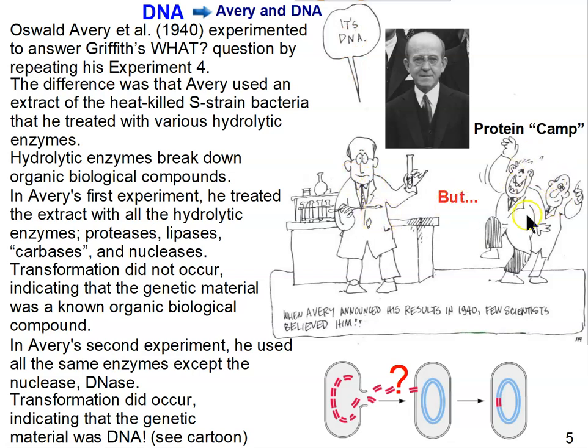But the protein camp still thought that it was protein. Being good, critical, skeptical scientists, they felt that there was still a strong possibility that proteins could be the genetic material. So we need one final experiment to finally show that DNA is the genetic material.